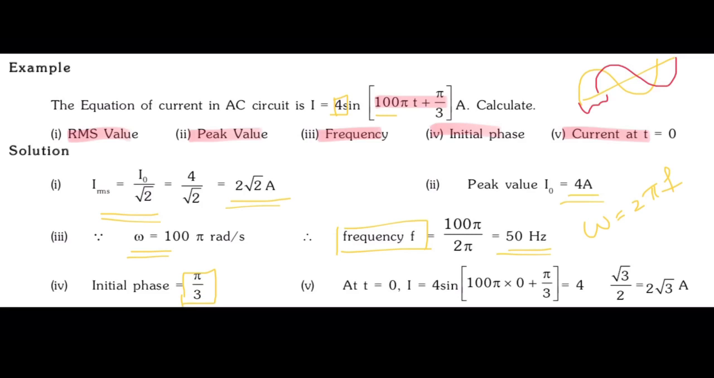Finally, we have to calculate the current at t equal to 0. What is the current at the moment when time is 0?